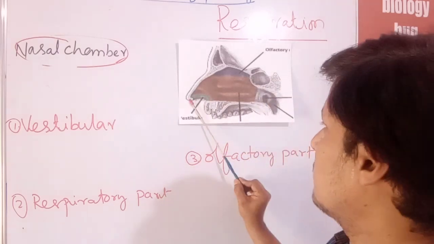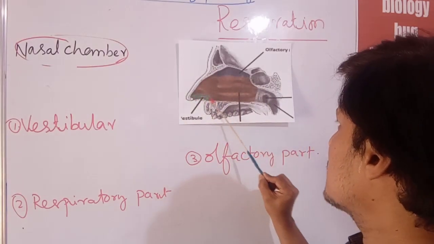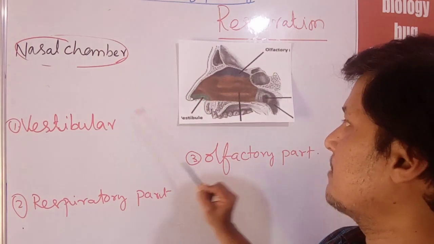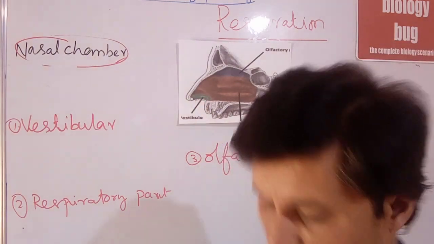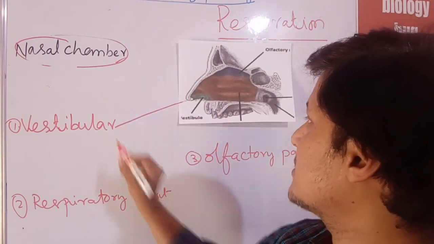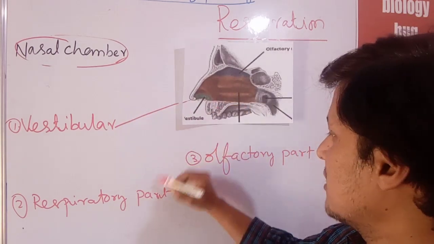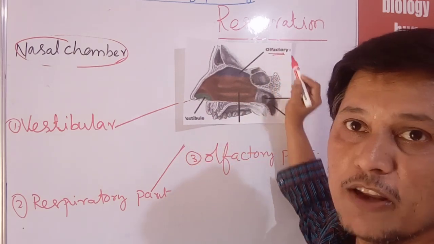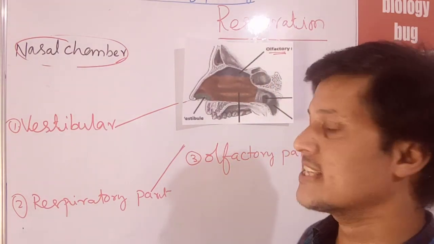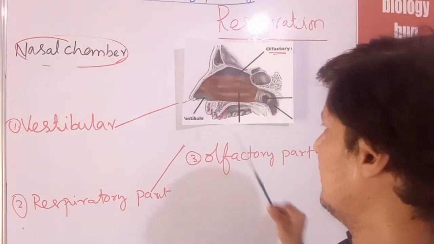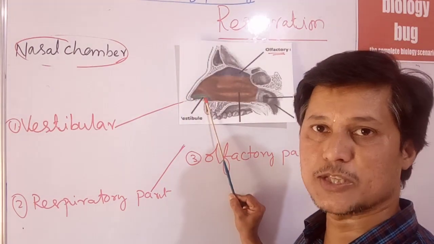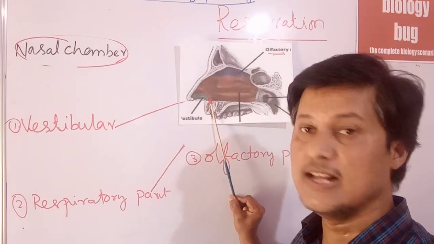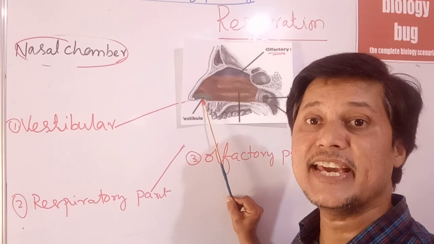So this is the nasal chamber. The first one is the vestibular part, the second one is the respiratory part, and the third one is the olfactory part. The vestibular part is the anterior part. Anterior means the first one. It is lined by hairy skin.